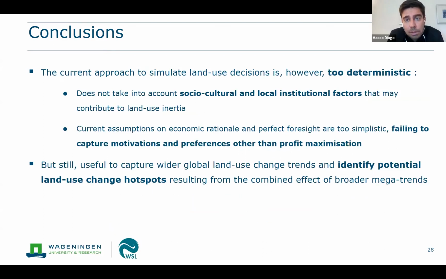However, the current approach is a bit too deterministic, since it does not take into account social, cultural, and local institutional factors that may contribute to observed land use inertia. Furthermore, current assumptions on economic rationale and perfect foresight are also a bit too simplistic, and thus perhaps fail to capture motivations and preferences other than profit maximization. But still, the model is able to capture wider global land use change trends and identify potential land use change hotspots that result from the combined effect of broader megatrends.